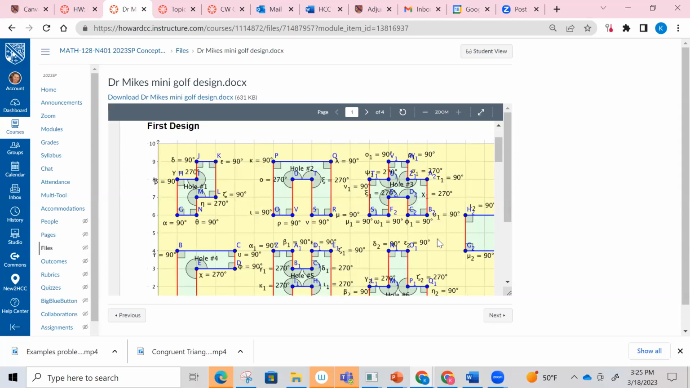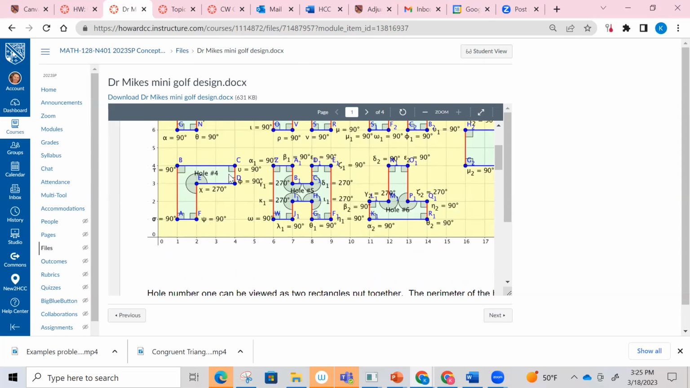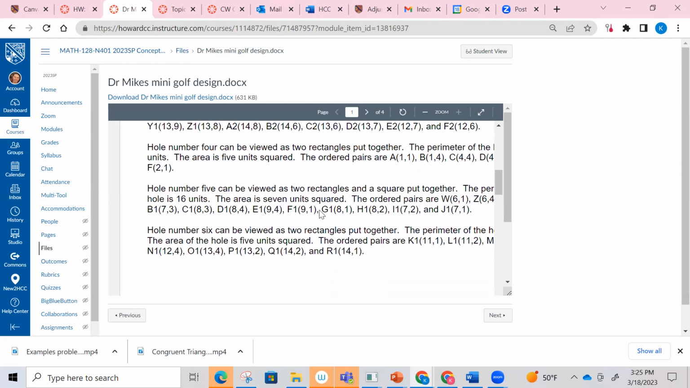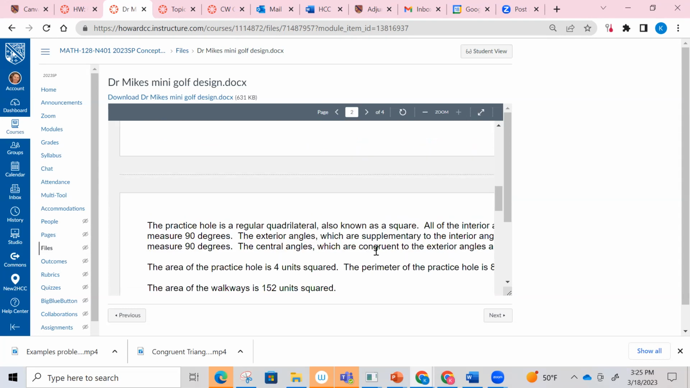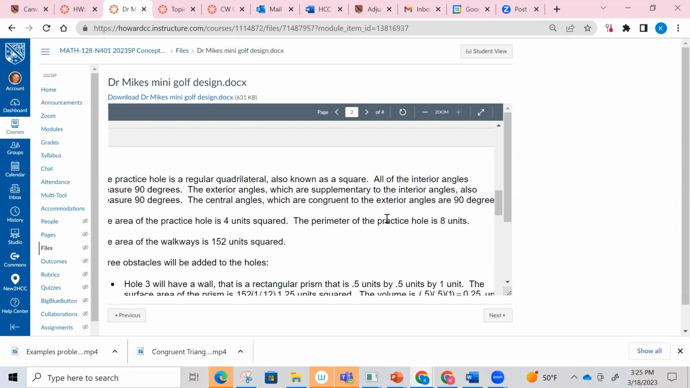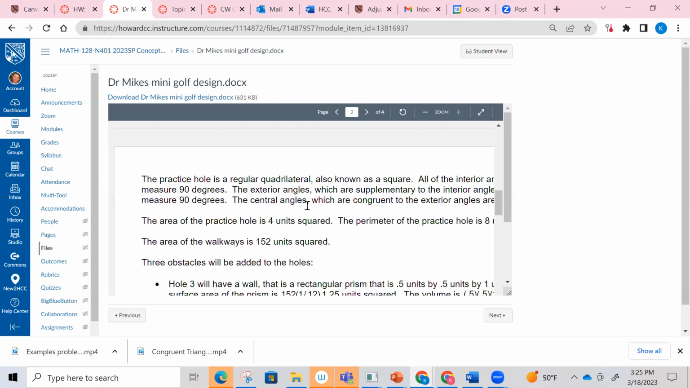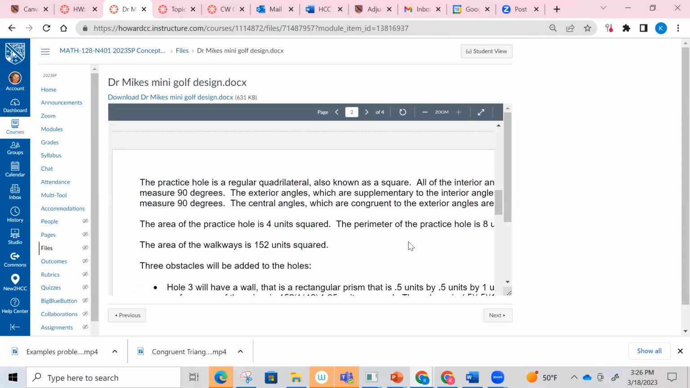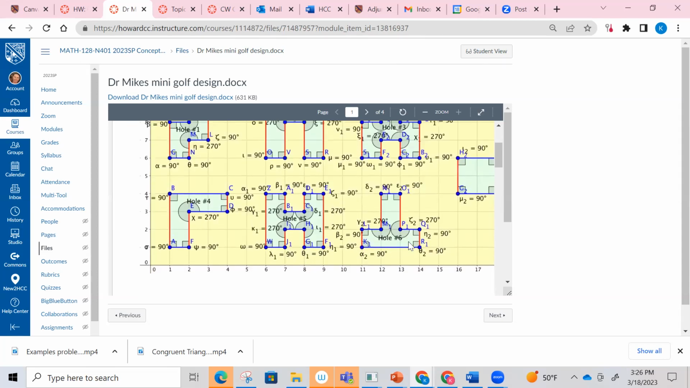Okay, and I think in this project, they're missing where the hole is located. So make sure that you have a location of where the cup is that the ball would go in when you play the hole for each of these, which is missing from this report. So you can read through their descriptions for each one. Then you need to explain the practice hole and give all the interior angles, the exterior angles, and the central angles. Okay. And then you need to give the area of the practice hole and the perimeter of the practice hole. Okay. Then you need to do walkways.